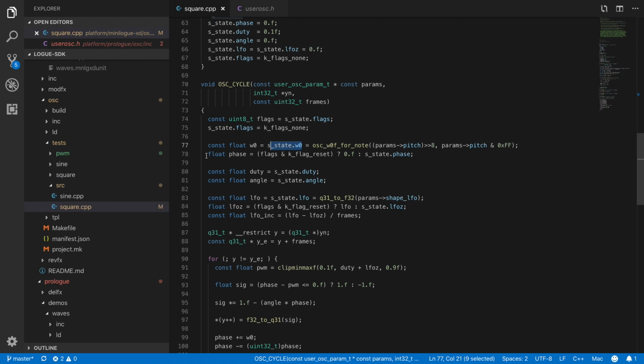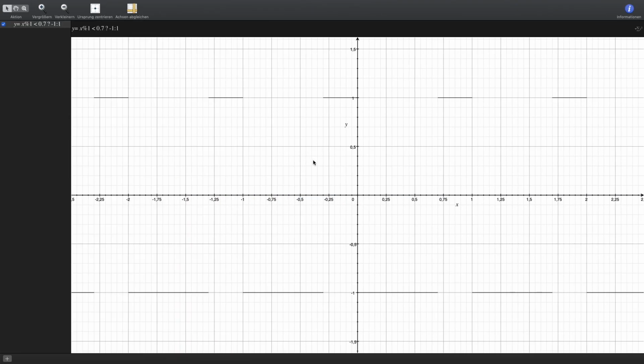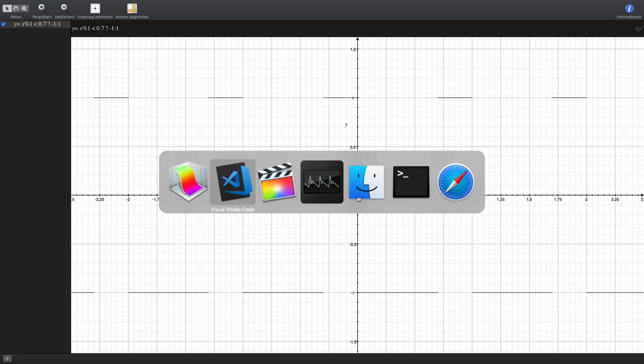In the next line, we check if there is a flag reset being indicated in our flags variable. If it is, this means that we should reset our waveform back to 0. So if our phase accumulator is, for example, at 0.6 or 0.7, reset it back to 0 because we want to restart with a new note, and a new note should always start at the phase of 0.